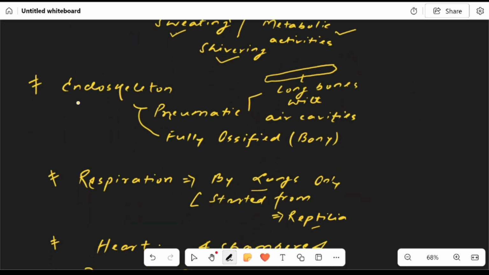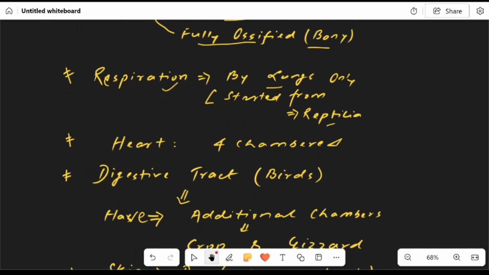The endoskeletons of birds are pneumatic, that means they have long bones filled with air cavities which enable them to fly. These are fully ossified, that means bony. The respiration takes place by lungs only. It started from Reptilia.